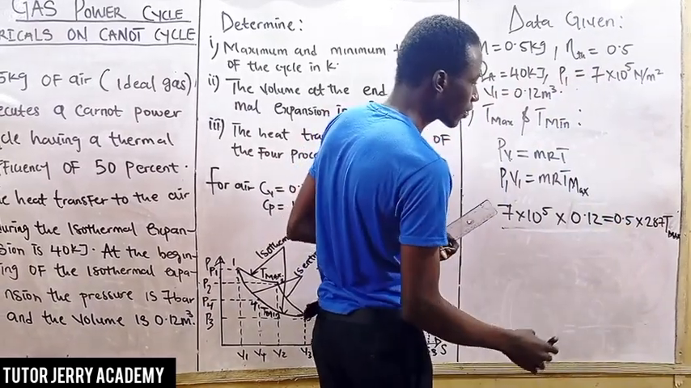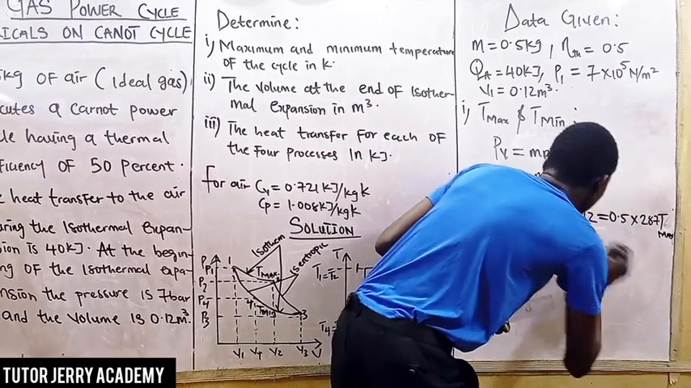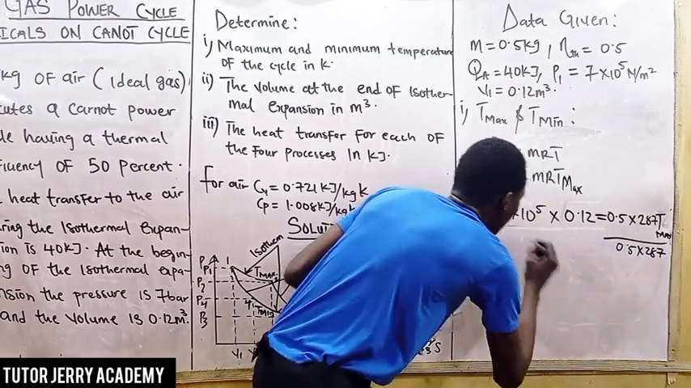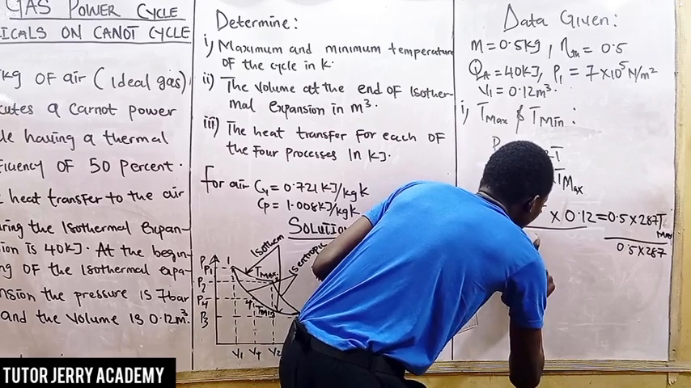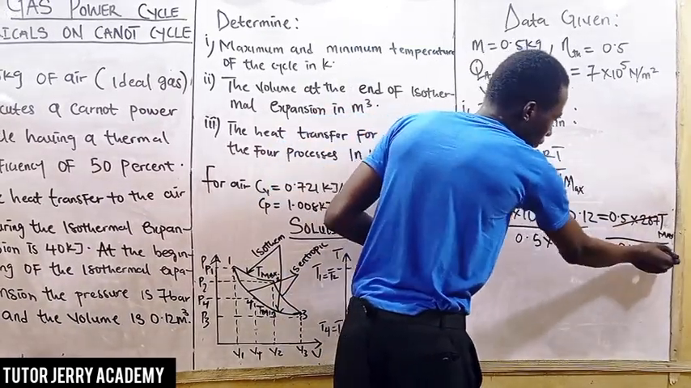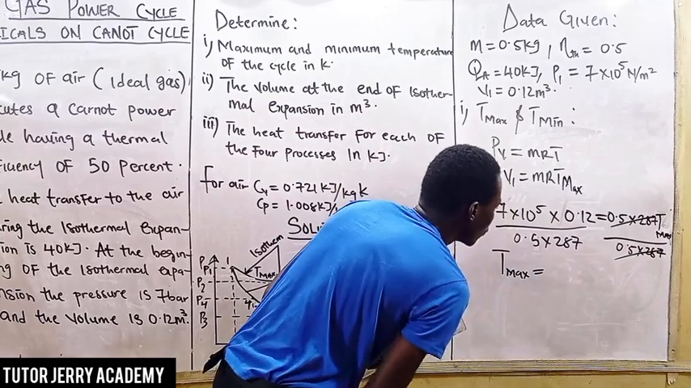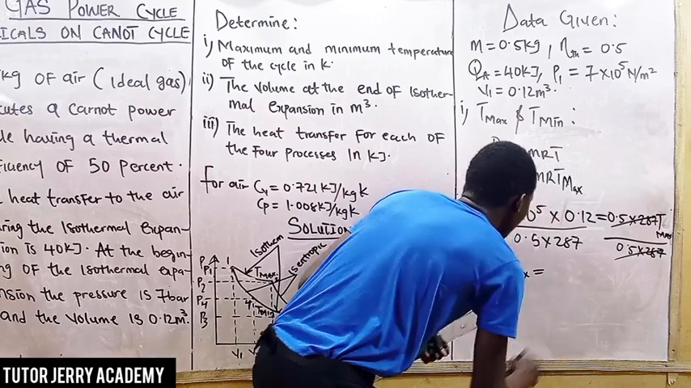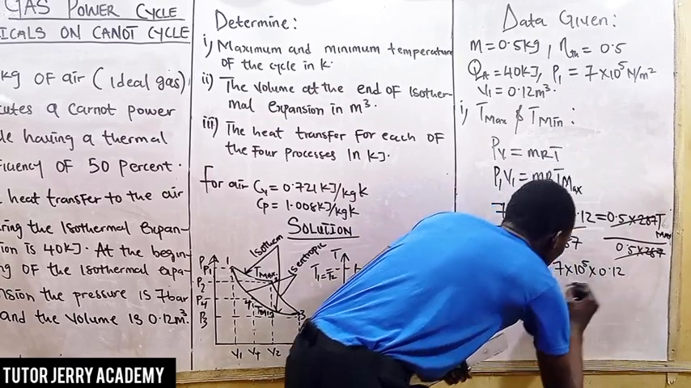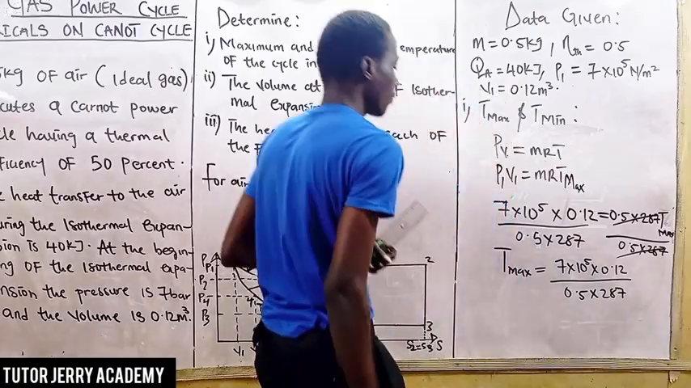Now to get the value of T max, what do I do? I'm going to be dividing both sides by its coefficient, which is 0.5 times 287. So T max will be equal to 7 times 10 to the power of 5 times 0.12 all over 0.5 times 287. Press this with your calculator.